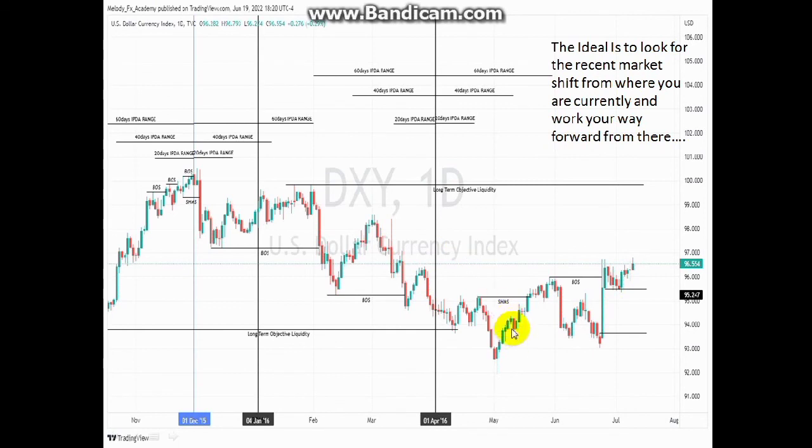So now the idea is to look for the recent market shift from where you are currently and work your way forward from there. We saw a market structure shift right here. You can see it happened within the cast forward 60-day range.